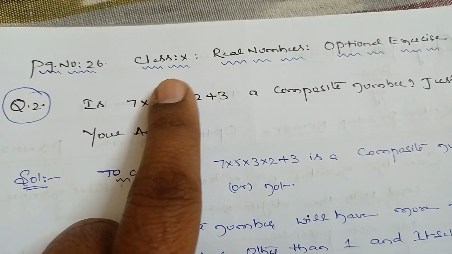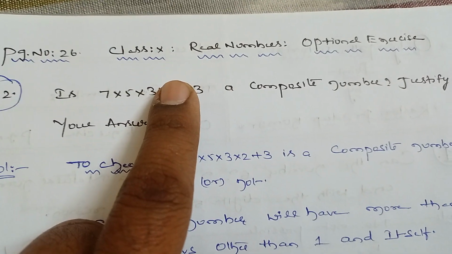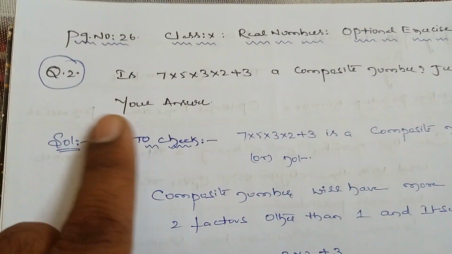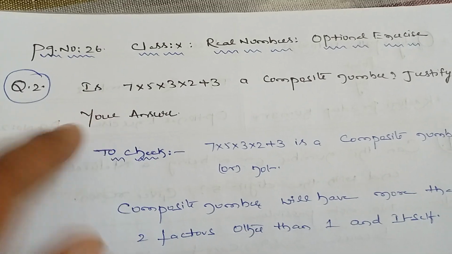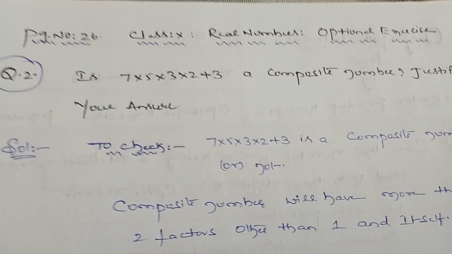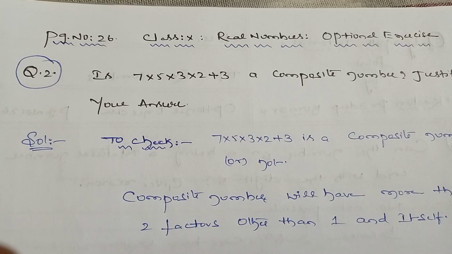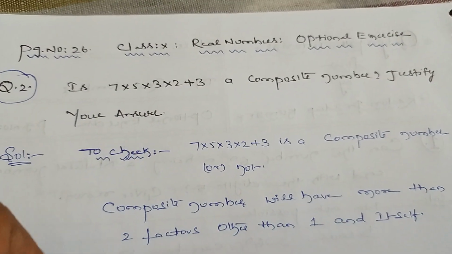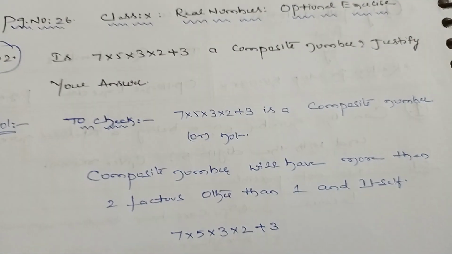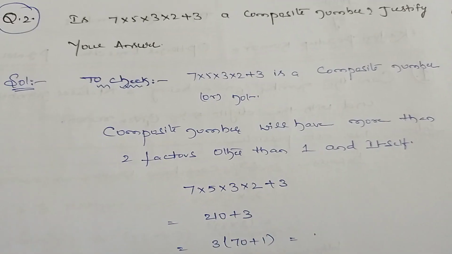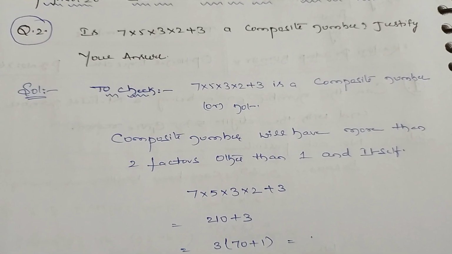Today we are going to continue with class 10th chapter Real Numbers, optional exercise 6, second sum. Is 7 × 5 × 3 × 2 + 3 a composite number? Justify your answer. See, we need to check whether the given number falls under composite number or not.